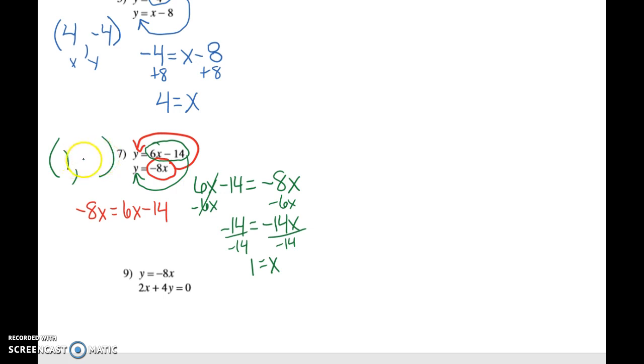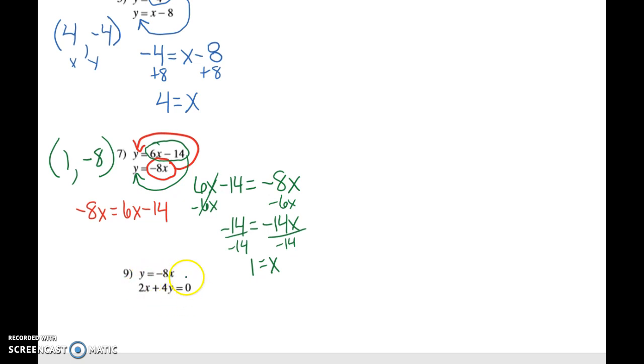We're not quite finished. We need y. Both of these equations are set up to help me find y. Choose whichever one you think looks simpler. Okay, so if x is 1, what's -8 times 1? -8. And there we go. We've got that one.